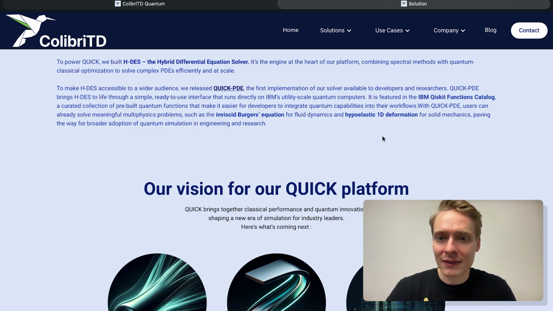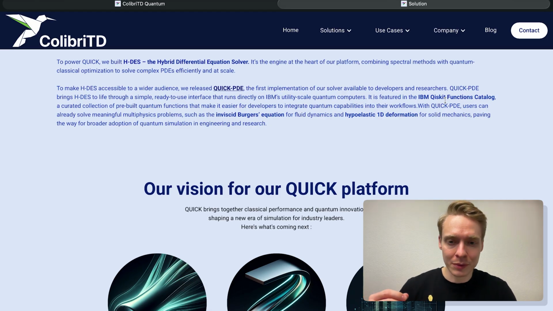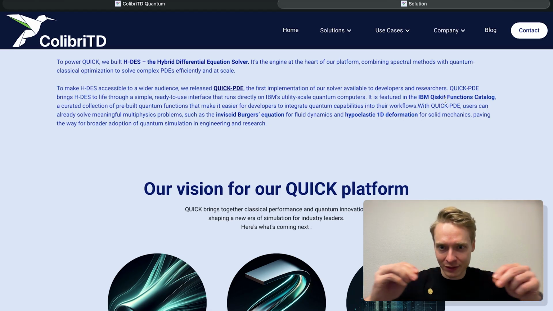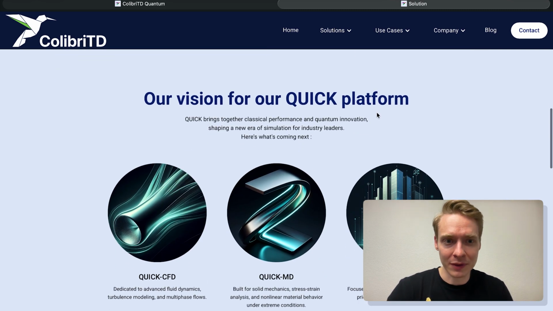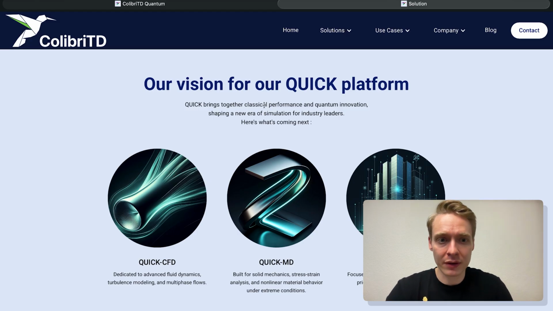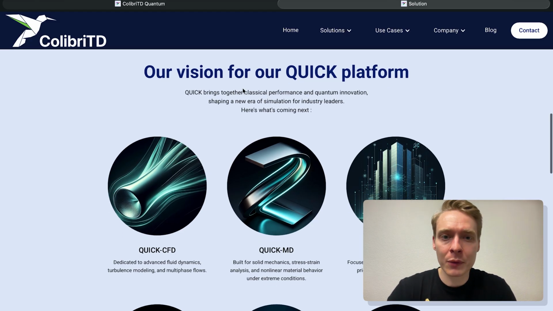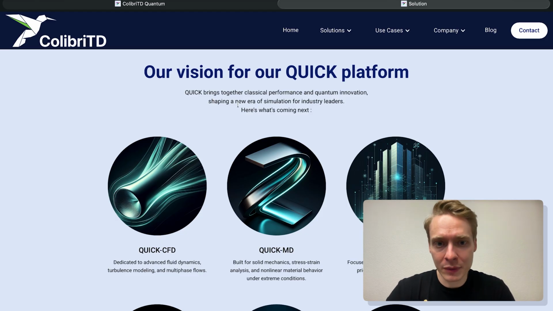And then I guess this, for example, hypoelastic 1D deformation is probably some type of deformation problem, like, I don't know, you have a wire and you pull on it, that can already be mapped and described using this method. So our vision for our Quick platform, Quick brings together classical performance and quantum innovation, shaping a new era of simulation for industry leaders.